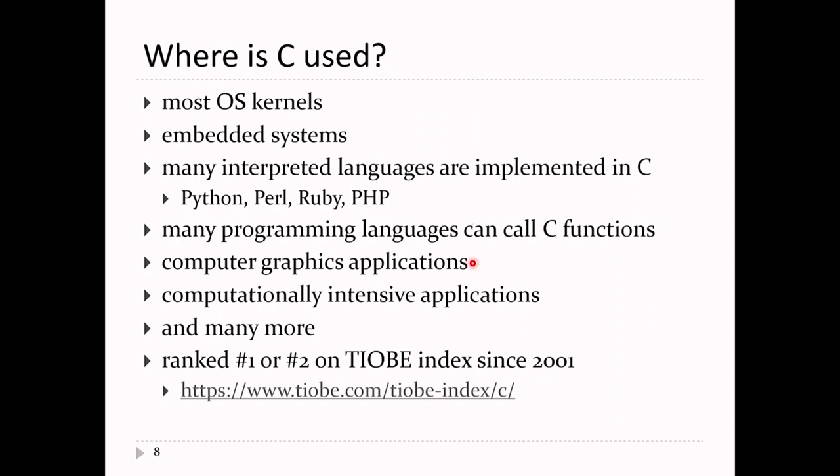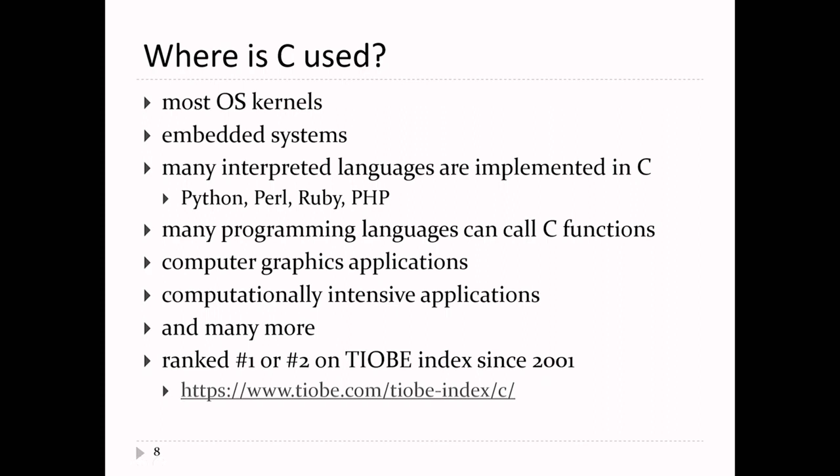Anything related to intensive computer graphics, so modern video games, movies, animations, things like that, probably all involve C or C++ of some kind. Anything computationally intensive is either C or Fortran. Fortran is an even older language than C. And many, many more places.